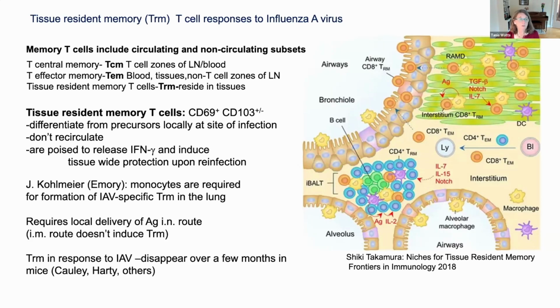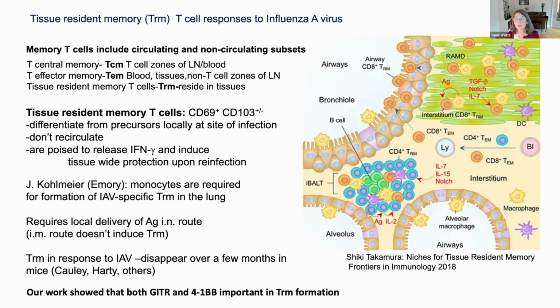And we knew from work from Jake Kohlmeyer at Emory that monocytes are actually important for influenza-specific tissue-resident memory to form, and that this requires a local interaction in the lung. And we also know that tissue-resident memory in the lung, in particular, don't last that long compared to, say, the skin. They disappear over time. So really understanding what promotes memory of these cells is really important for long-term vaccination.